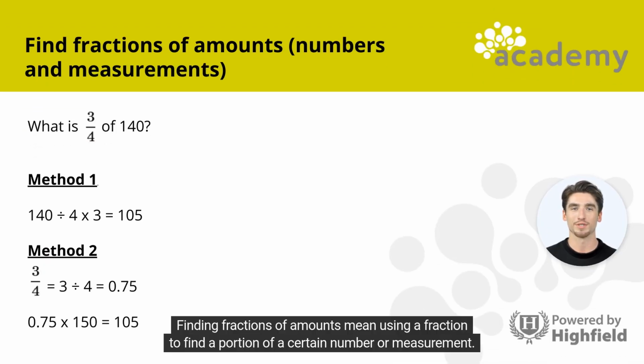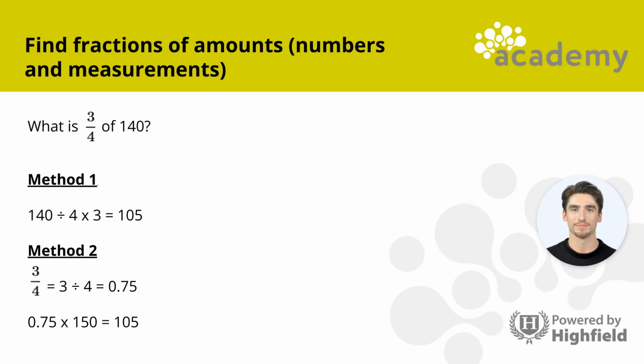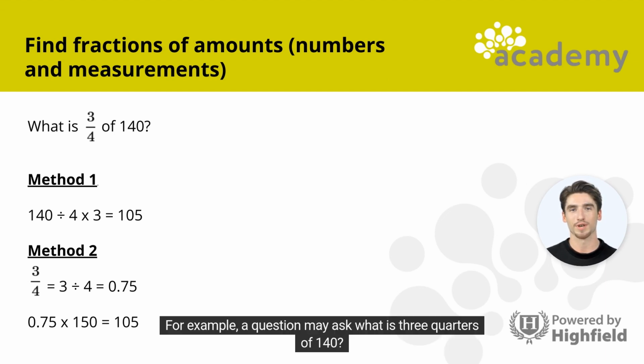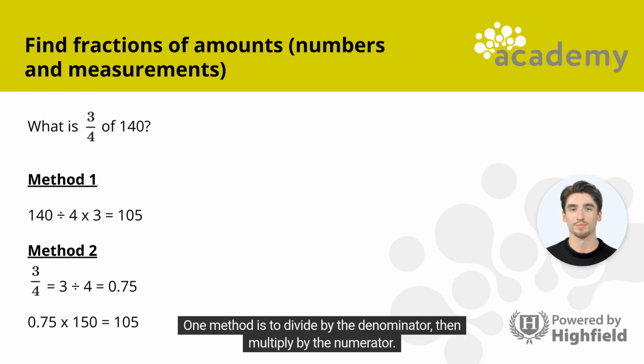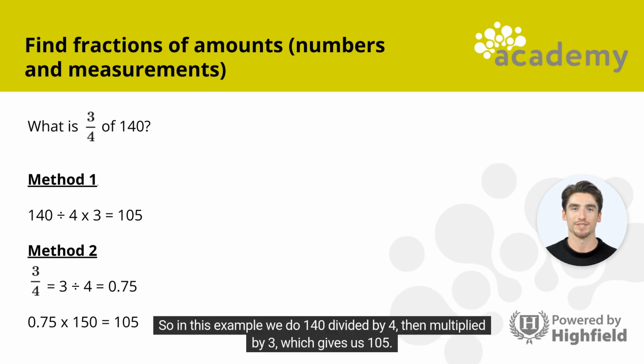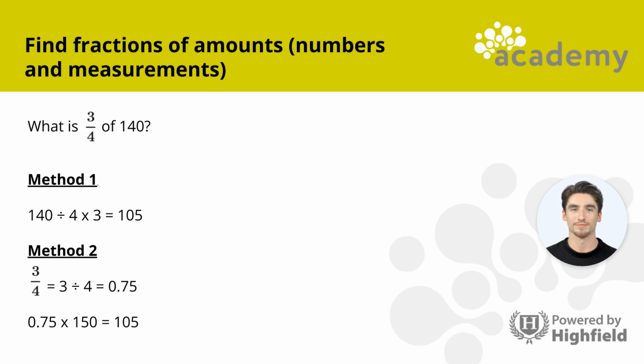Finding fractions of amounts means using a fraction to find a portion of a certain number or measurement. For example, a question may ask what is 3 quarters of 140. There are several different methods you could use to do this. One method is to divide by the denominator, then multiply by the numerator. So, in this example, we do 140 divided by 4, then multiplied by 3, which gives us 105.